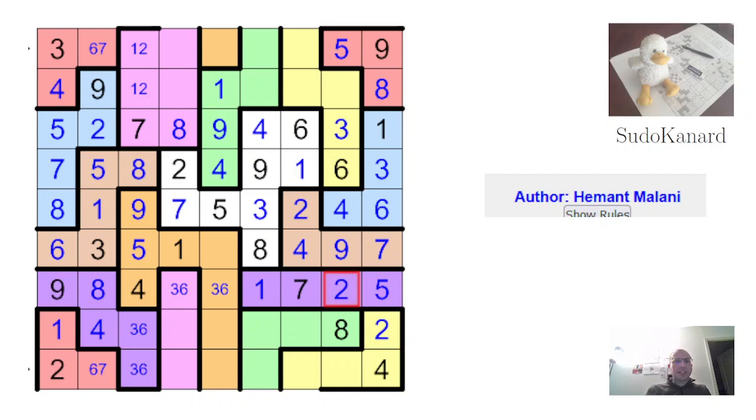This column needs 1 and 7. This is not 1, so this is 7, this is 1. This 3 is in no yellow cell, so it must be here, and it resolves this 3-6 pair. I need 5, 7, and 9 here. So this is 7, this is 5, this is 9.